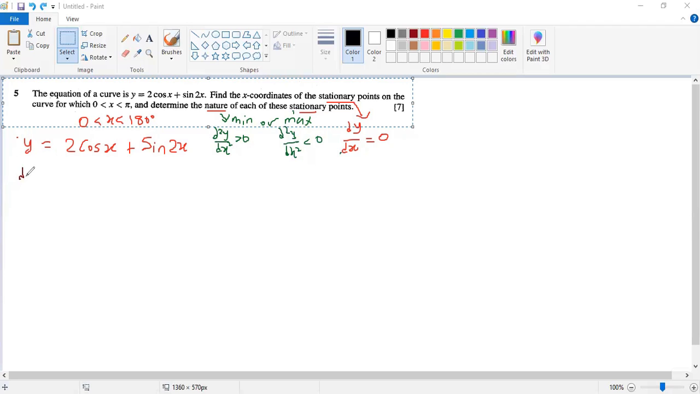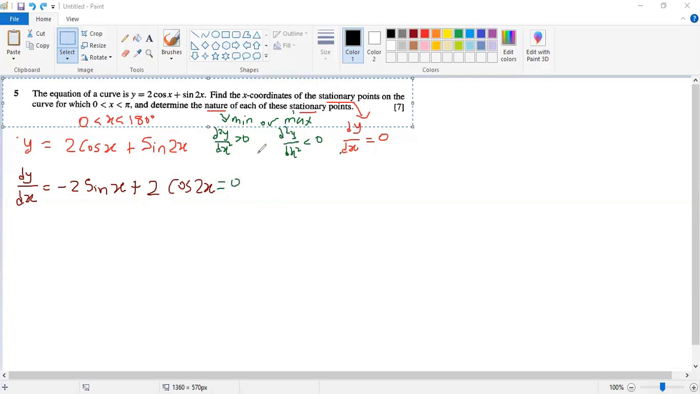Stationary point means we straight away do dy/dx. Let's see what dy/dx is here. Differentiate cos is negative sine, so negative 2 sine x. And then differentiate sine 2x: sine becomes cos, so we just copy cos 2x. And then inside, due to the 2x, you differentiate the 2x by chain rule, so this becomes 2 multiplied in front. This is what we want to make 0.